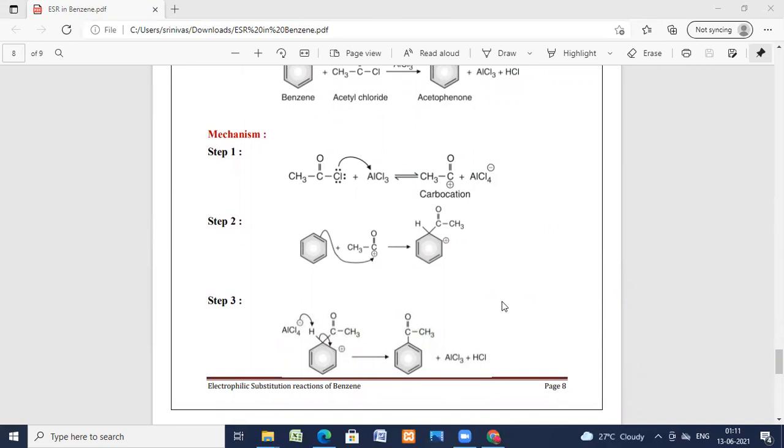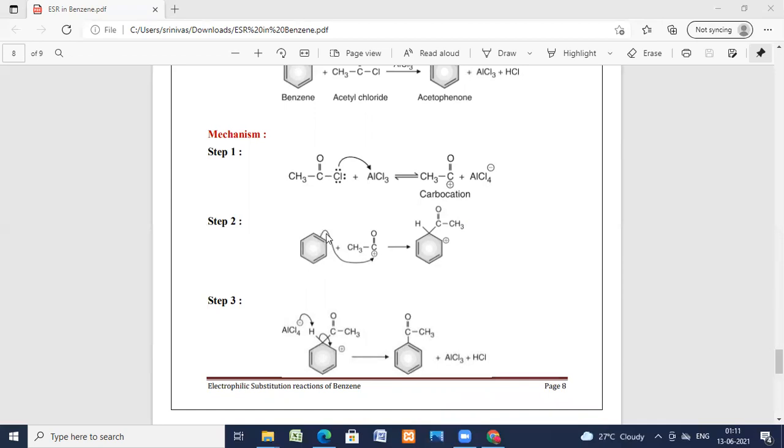Again, the mechanism is followed in three steps. The first one is formation of the electrophile. The electrophile COCH3 plus is generated. The first step is CH3COCl reacting with AlCl3, and CH3CO plus is formed and AlCl4 minus is formed. Then the second step, carbocation formation, we can see.